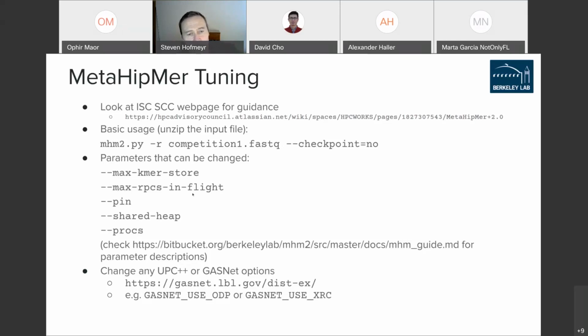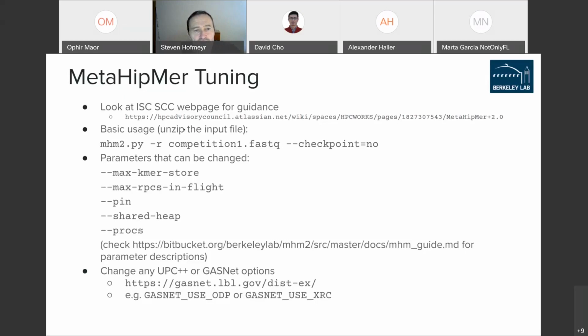For both of these parameters, you should be able to look at the output of MetaHipMer and see what it says about how much data it's using for the K-mer store, or how many RPCs it has in flight, and how much memory is being used, and use that as a guideline to try and adjust the values up.